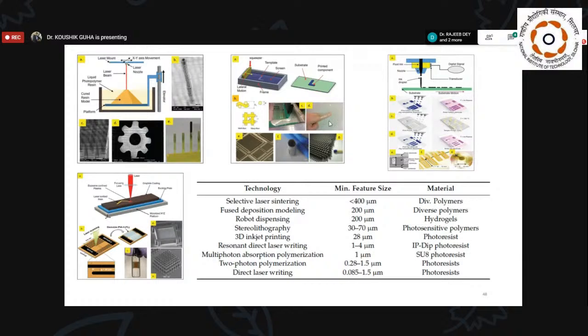You can see that the minimum feature size is not constant. If you select different techniques, the minimum feature size will also change. So if you need a very small feature size at the micrometer or nanometer level, then obviously you have to think of a different technology. Normal fabrication and micromachining techniques cannot support this minimum feature size of the device.